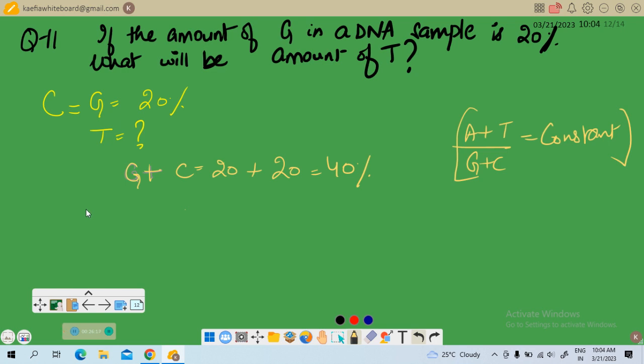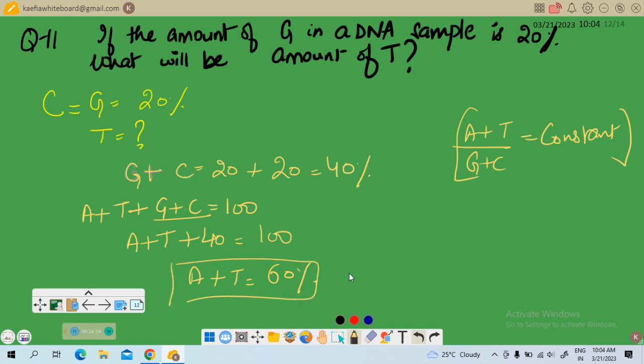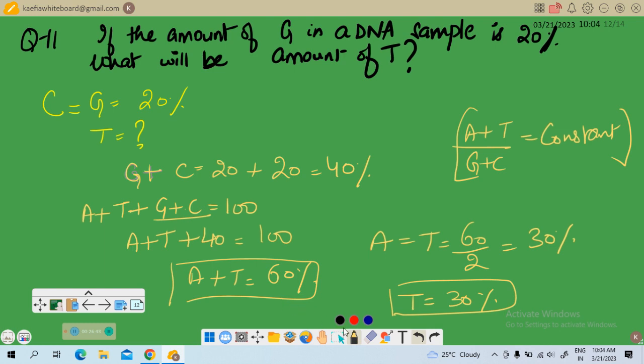So that's why I added them. Now A plus T plus G plus C is equal to 100. So G plus C is 40, A plus T plus 40 is equal to 100. So A plus T comes out to be 60%. Here A is equal to T, so it comes out to be half of it, that is 30%. So thymine will be 30%. Now here, why I have added these two, G plus C, this is from the base ratio point.